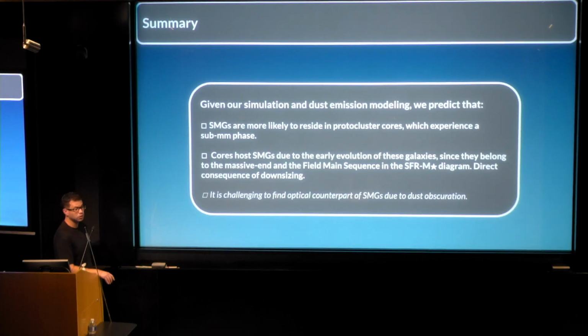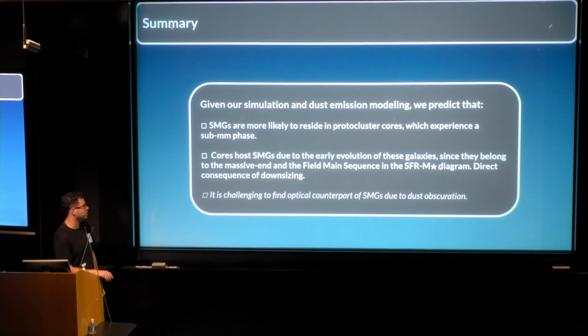So just to conclude, given our simulation and dust emission modeling, we predict that SMGs are more likely to reside in protocluster cores, which experience a submillimeter phase. That depends on the protocluster type. Protocluster cores host SMGs due to an early evolution of these galaxies because they are already massive even at redshift 4. And since they belong in the massive end of the field main sequence, I mean, the star formation rate and stellar mass relation, they are at the massive end of that relation.